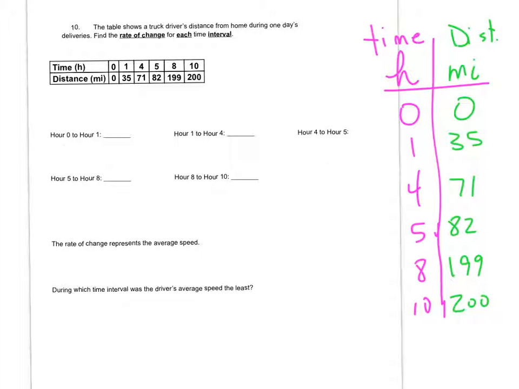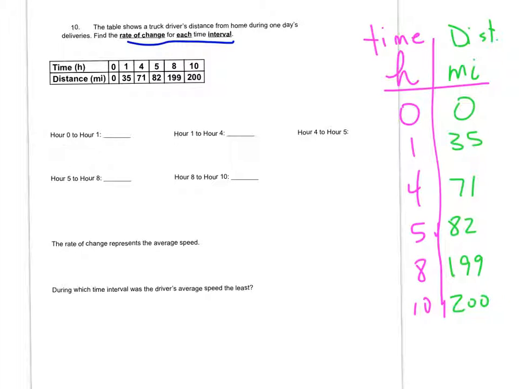Okay, let's take a look at this problem. The table shows a truck driver's distance from home during one day's deliveries. Find the rate of change for each time interval. Now, in this case, remember, distance is going to depend on time. In other words, your distance from home will depend on how long you drive. So the more you drive, the further away from home you will be.